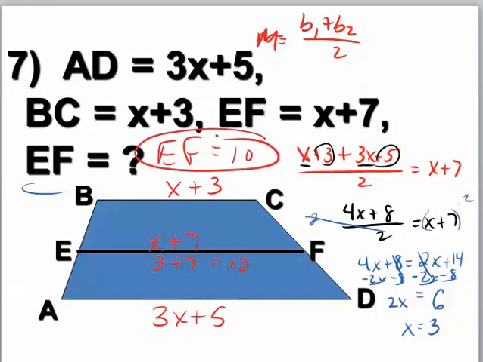You could plug the 3 back into the other parts and check. 3 plus 3 gives us that the length of BC is 6. And at the bottom we get that AD is 14. 6 plus 14 is 20, divided by 2 does give us 10.